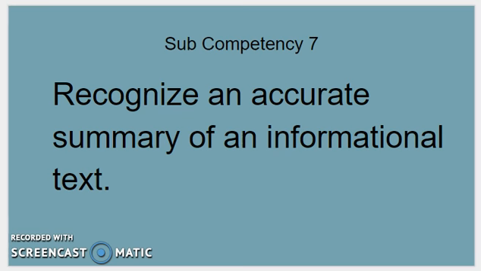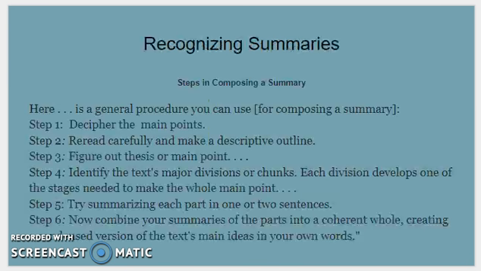Subcompetency 7. Recognize an accurate summary of an informational text. Recognizing summaries. Steps in composing a summary. Determine the main points. Reread carefully and make a descriptive outline. Figure out the thesis. Identify the major divisions. Summarize each part into 1 or 2 sentences.